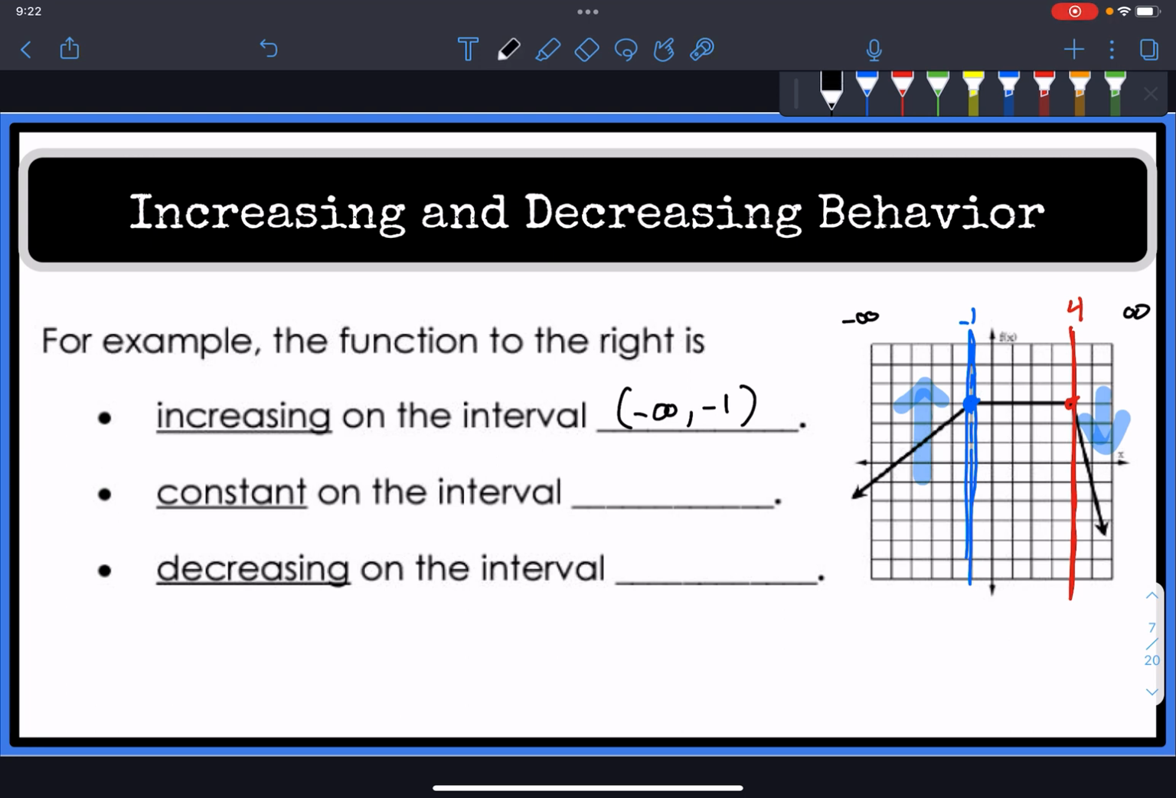Well, moving on, like I said, in between -1 and +4, in this section right there, the graph is horizontal, so it's not moving up or down, it's constant. So we say that the graph is constant in the interval of -1 to 4. And then the graph is decreasing in the last interval from 4 to infinity.